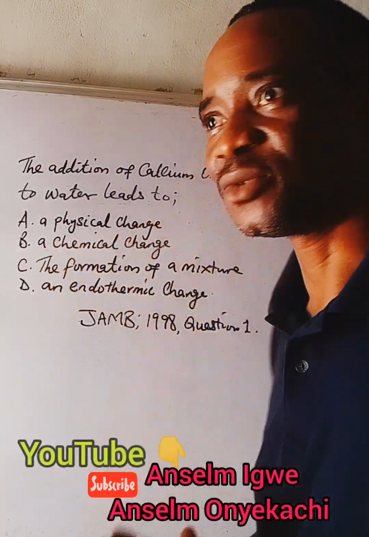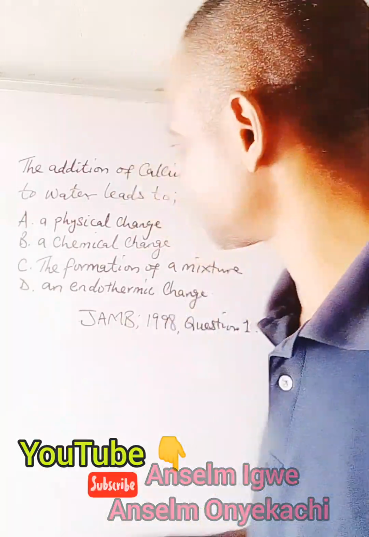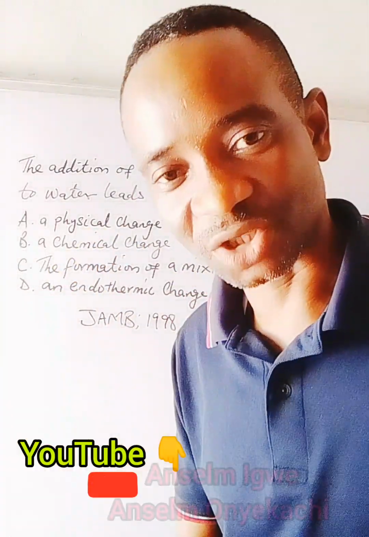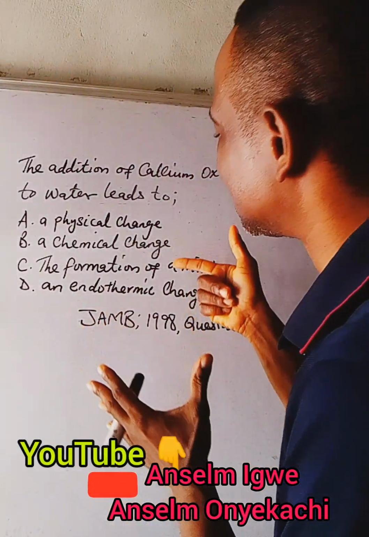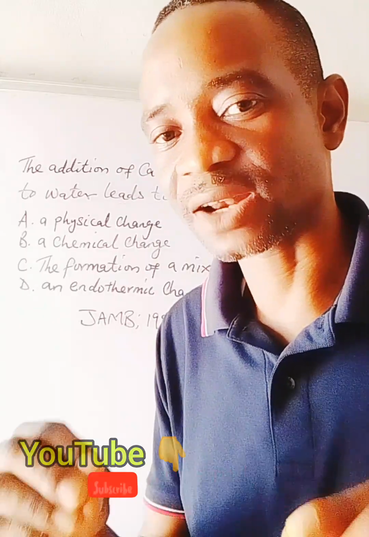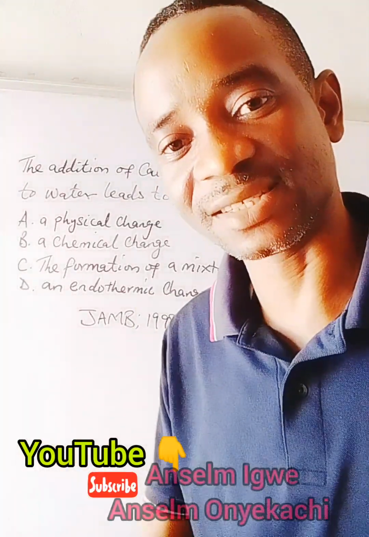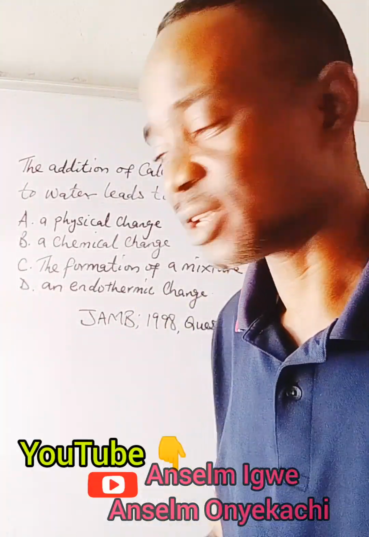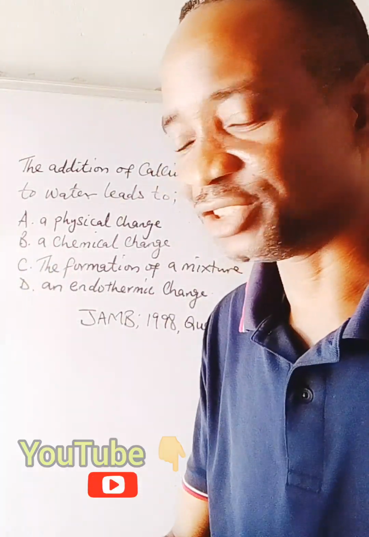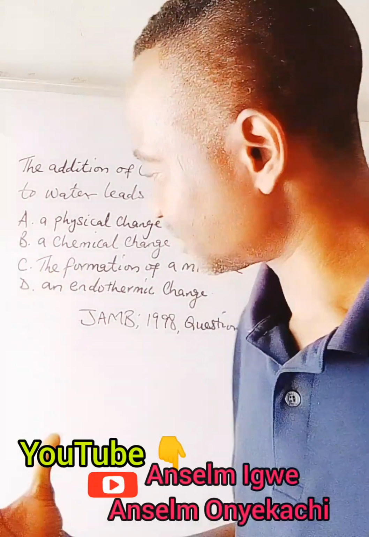Will there be a chemical change when you add calcium oxide in water? That is, will there be a formation of a new substance? Will there be a formation of a mixture? That is what C is saying. Formation of a mixture is the same thing as physical change, because when you are forming a mixture, you are not forming a new substance. Will there be an endothermic change? Endothermic change is the change that absorbs heat from the environment. So after adding calcium oxide in water, will there be heat change? Will the system absorb heat to become hotter? That is what the question is saying.